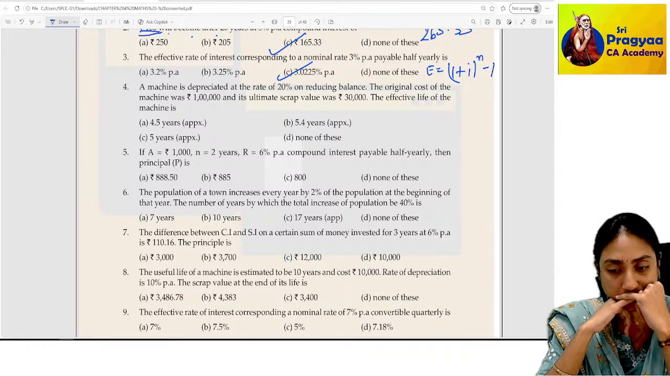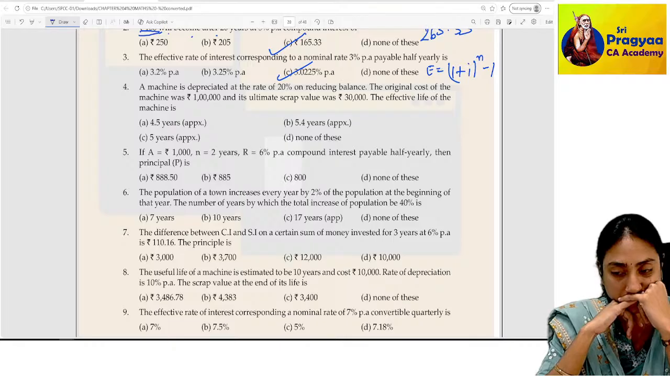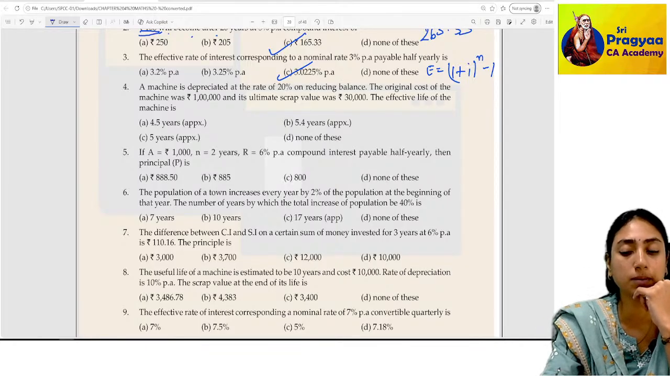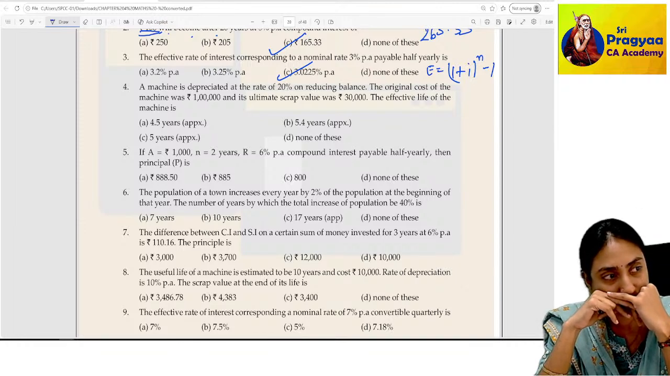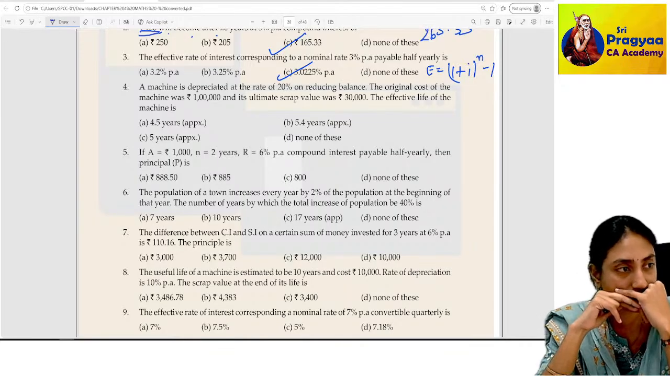In 4, the scrap value is 30,000, 1 lakh into 0.8 to the power n, and they have asked for that n. So 0.3 is equal to 0.8 to the power n. 30,000 by 1 lakh is 0.3. Now if I multiply 0.8 five times, I get 0.32768. So should I take 5 or 5.4?